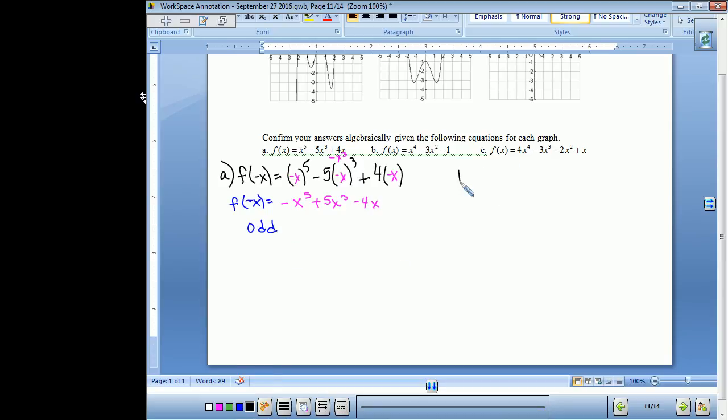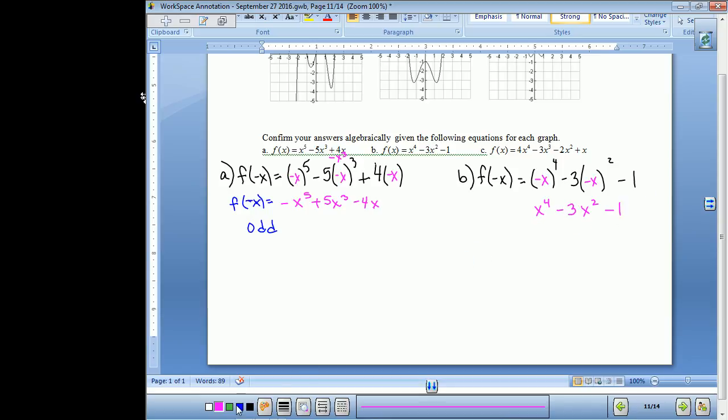Okay, let's look at B. So let's evaluate this function when we plug in a negative x. That's exactly what's about to happen. So this time we're raising these negative x's to even powers, so they become positive. So this becomes positive x to the 4th, positive x squared times negative 3.